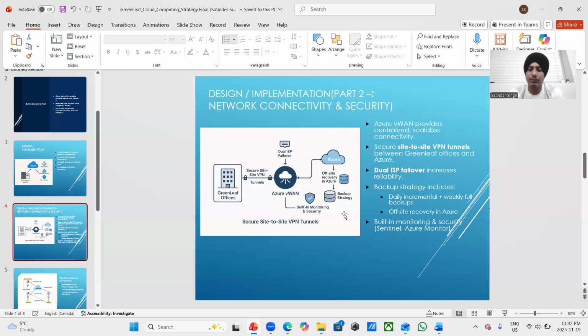The last point is built-in monitoring and security. The built-in monitoring and security is common under Sentinel and Azure Monitor. This is kind of like AI detection, which helps to detect threats, and also monitoring, which tracks data and who is entering the system.